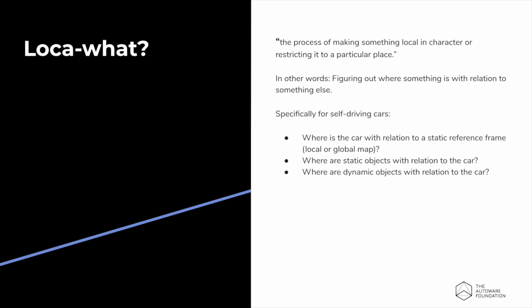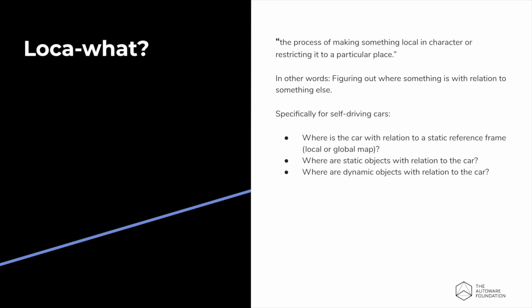And specifically for self-driving cars, we really need to answer three questions to make sure that we're being safe and we understand where we are in our vehicle. And those questions are, where is the car with relation to a static or dynamic reference frame? That can be a local or a global map, or an odometry reference frame, or several others, and we'll get into what those reference frames mean in a little bit.